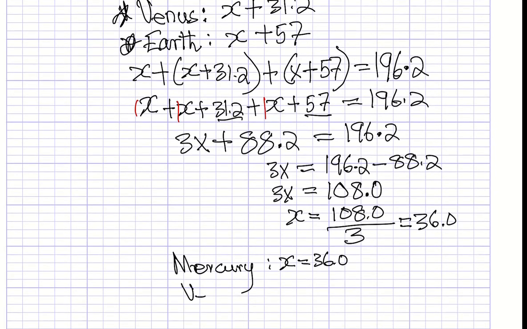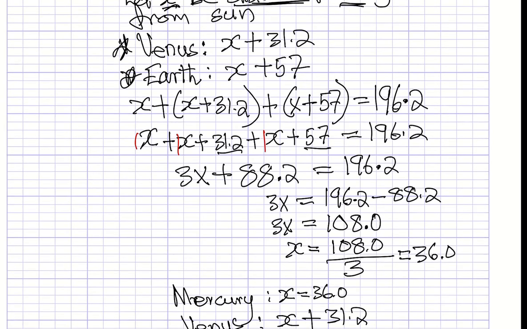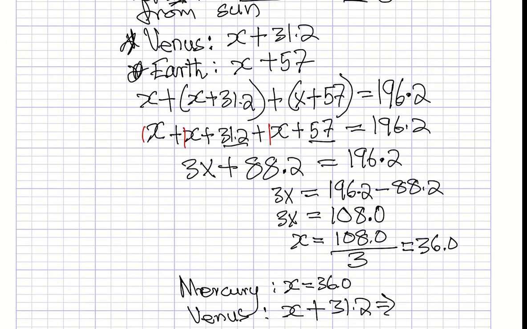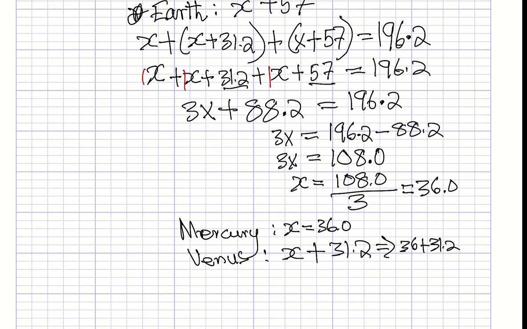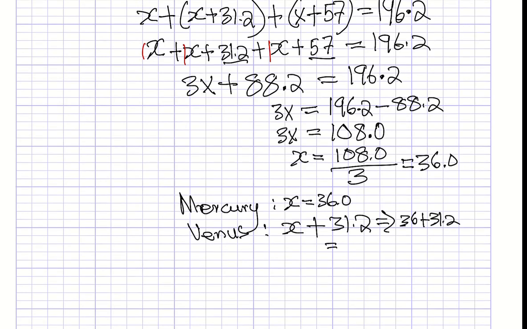The distance of Venus from the Sun is x plus 31.2. Given that x is 36, it gives you 36 plus 31.2. What is that? Basically it will give you 67.2, right? 67.2. I hope I did that right. Yeah, that will give you 67.2. Okay, yeah, that's correct.